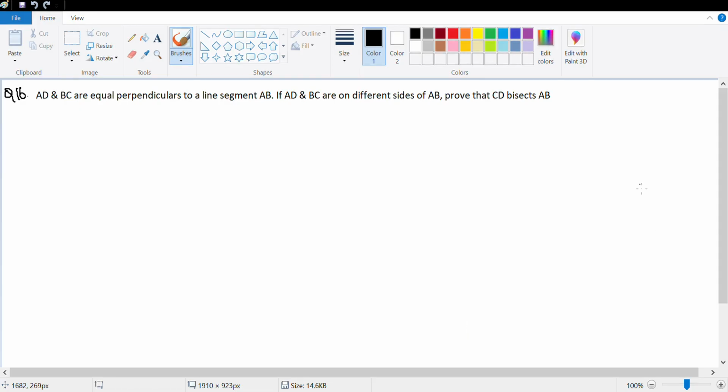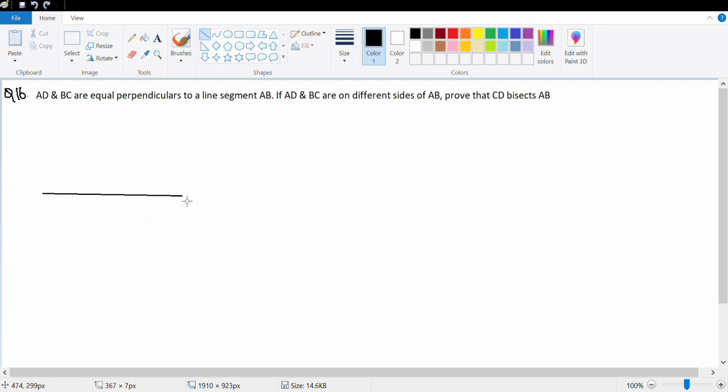Let's look at the next question. The next question that we do is question number 16. AD and BC are equal perpendiculars to a line segment AB. If AD and BC are on different sides of AB, we need to prove that CD bisects AB. So let's draw a rough diagram first.